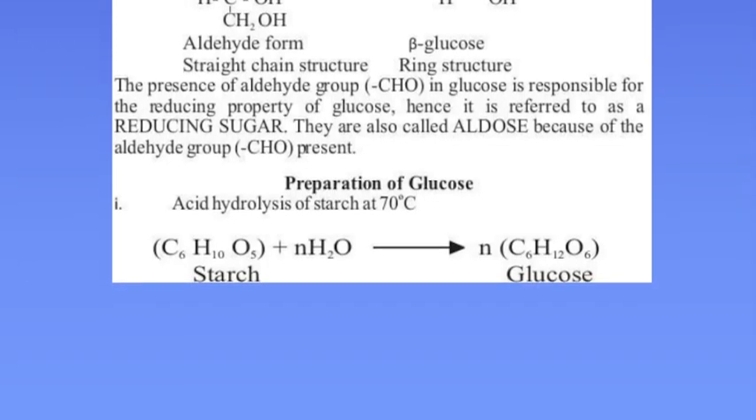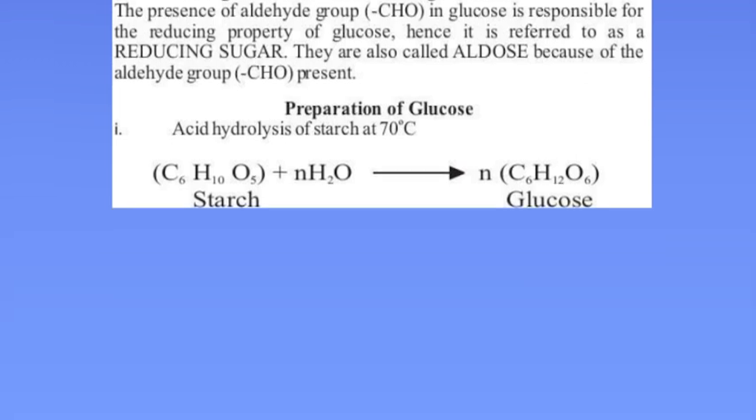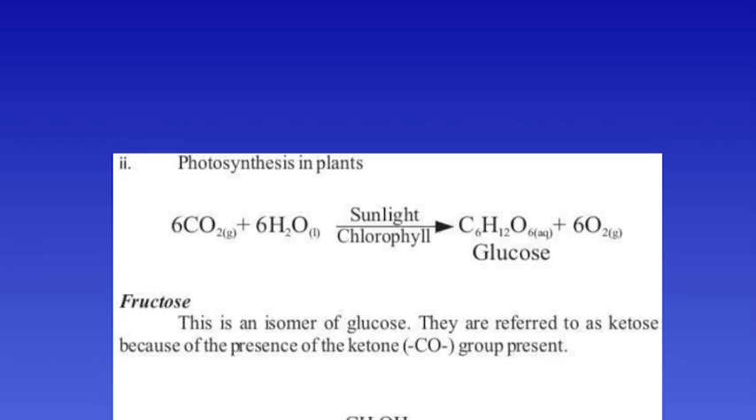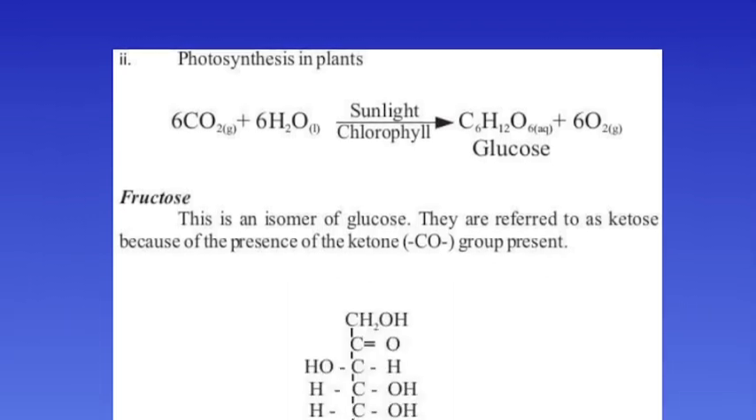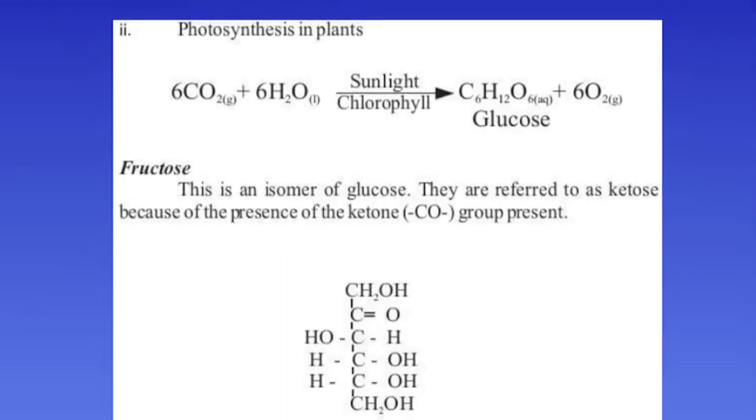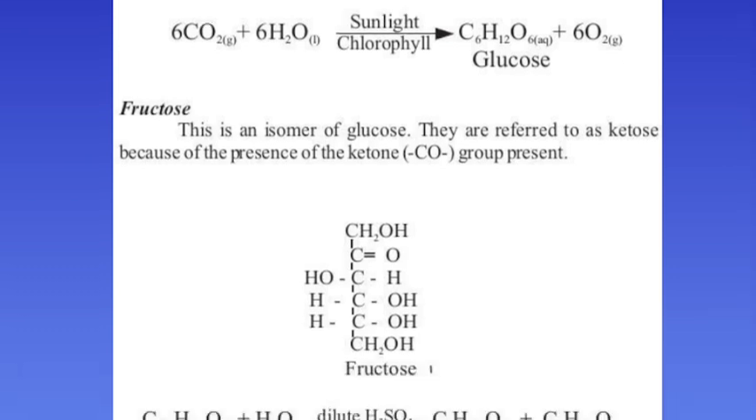How do we prepare glucose? Glucose is actually prepared by acidic hydrolysis of starch. Basically, acidic hydrolysis of starch is digestion. The other way of preparing glucose is by photosynthesis, where carbon dioxide and water are reacted in the presence of sunlight inside the chlorophyll to produce glucose and oxygen.